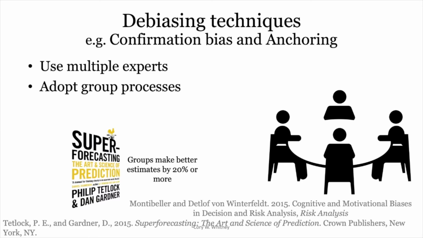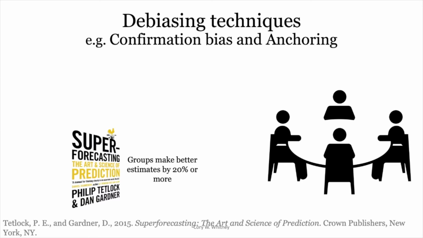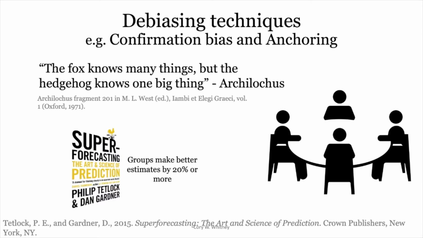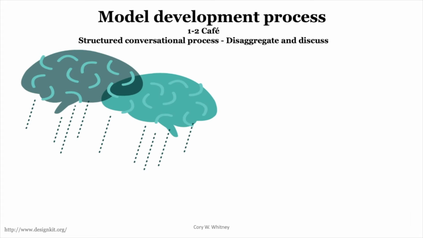Definitely recommend. And as we discussed earlier, when we were talking about Yu Shu and her work, you'll remember this quote, "The fox knows many things, but the hedgehog knows one big thing." It is important when we do use these group processes that we do it in a way that everyone has a voice somehow. And you can check it out at designkit.org, some examples of this approach, but I use a structured conversational process that I call 1-2 Cafe. So it's a mix of several different methodologies.